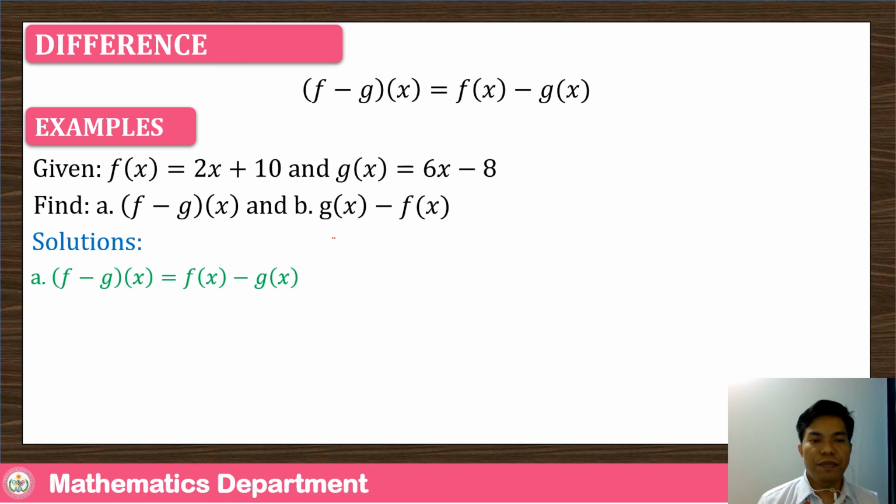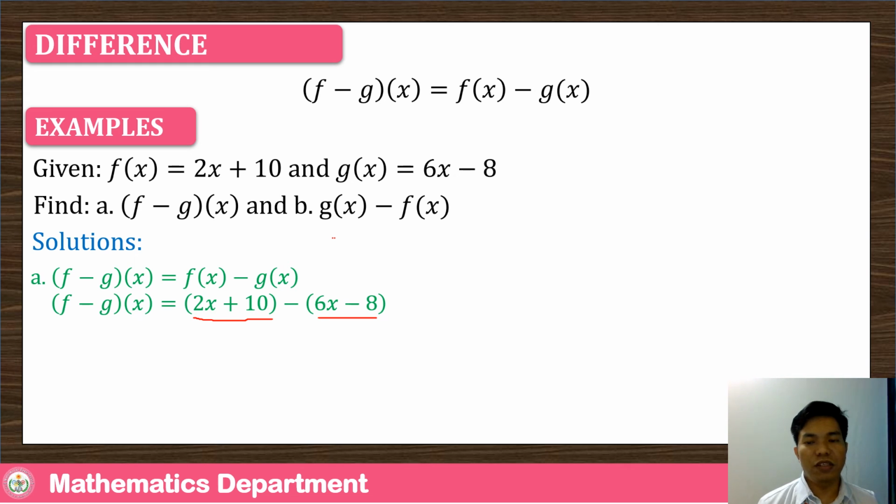For letter A, f minus g of x is equal to f of x minus g of x. So, kokopihin lang natin yung ating first na function, which is yung f of x, and that is 2x plus 10. But for our g of x, that is 6x minus 8. So, since ang ating operation dito ay subtraction, we have to remember that in subtracting integers, we have to change the sign of our subtrahend. So, in this case here, this one here is our minuend, and this one here is our subtrahend.